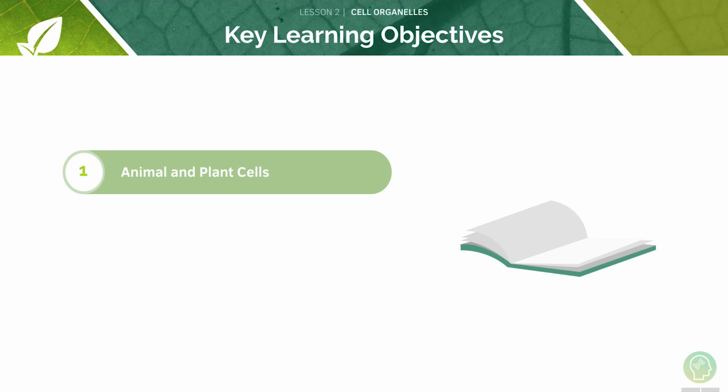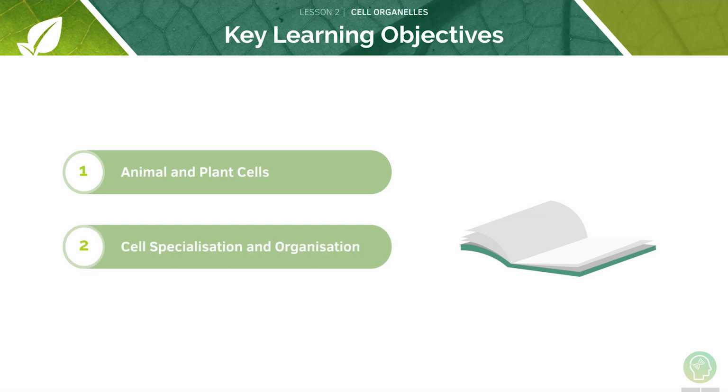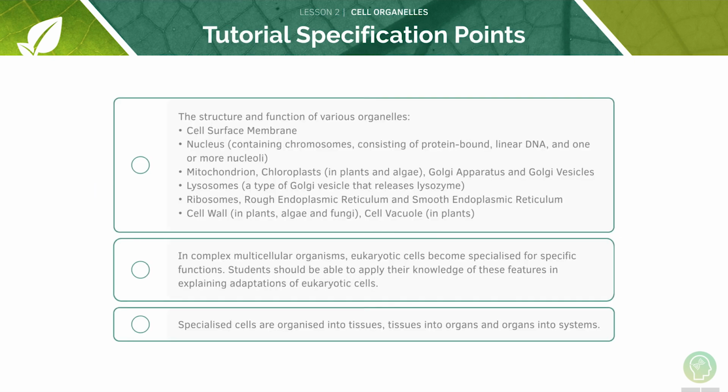Here are the key learning objectives for today's lesson. First, we will look at animal and plant cells. And then we will look at cell specialization and organisation. Here are the AQA specification points for this tutorial. Feel free to pause the video now and have a read through them before we begin.